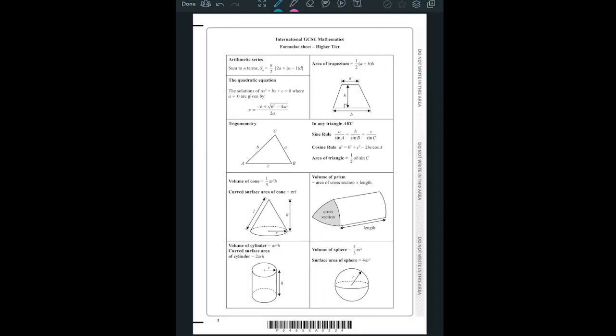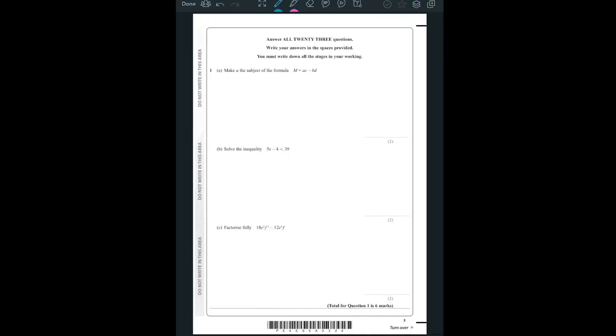Formula page as normal. Refer back to it if there's any of these that you're not sure that you've remembered correctly. A very helpful page. And straight into question 1.